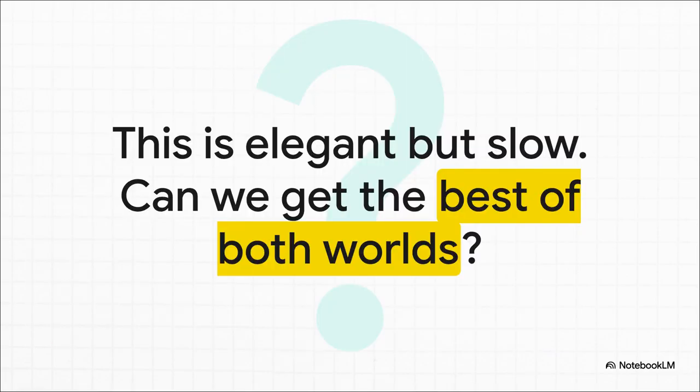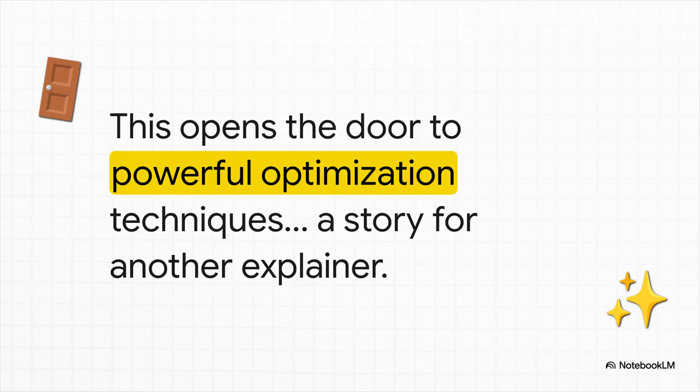So this leaves us with this really interesting trade-off. We've got this clean, elegant, easy-to-read code that's also just incredibly slow because it's doing the same work over and over again. So the question is, is there a way to keep that nice recursive structure, but get rid of all the inefficiency? Can we have the best of both worlds? And the answer is a big yes. Understanding why it's so inefficient is the key that unlocks the solution. It opens the door to some really powerful optimization techniques, like memoization or dynamic programming. But, well, that's a whole other can of worms, and definitely a story for another explainer. Thanks for joining me.